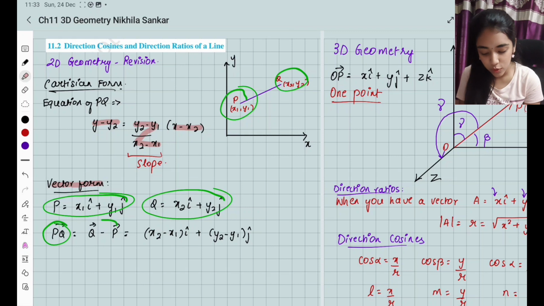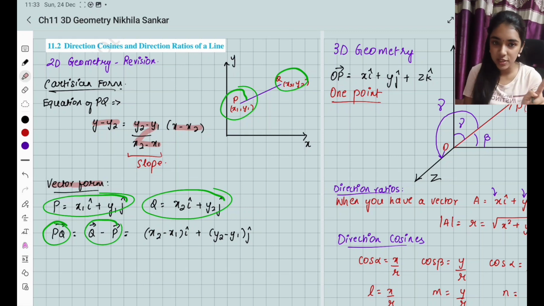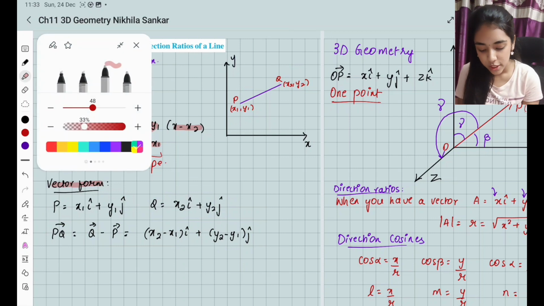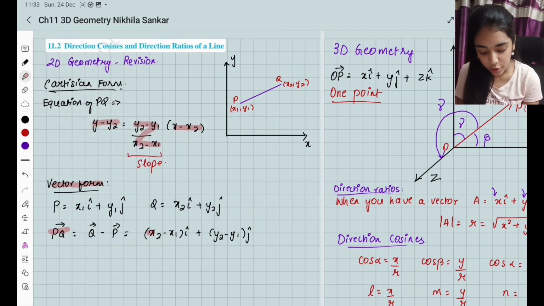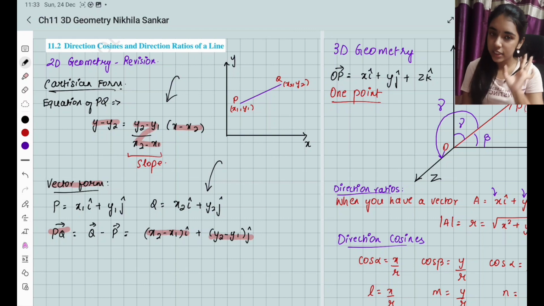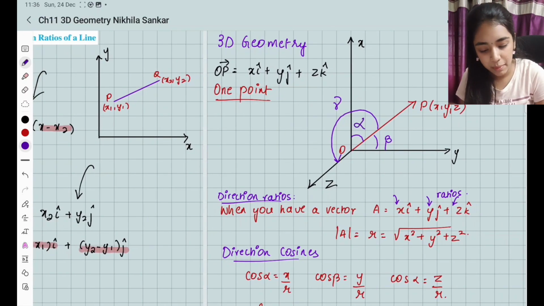The vector PQ is going to be Q minus P. P minus Q கிடையாது, Q minus P. And that is going to be, i cap terms club பண்ணா, x2 minus x1 i cap, y2 minus y1 j cap. Simple. So your PQ vector is going to be x2 minus x1 i cap, y2 minus y1 j cap. So என்ன தெரியுது? This is going to be your Cartesian form and this is going to be your vector form. இது 2D geometry. இப்போ இதே 3D planeல பார்த்தா what do I have?